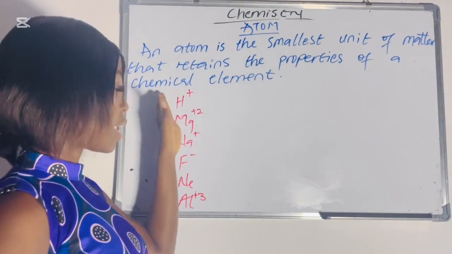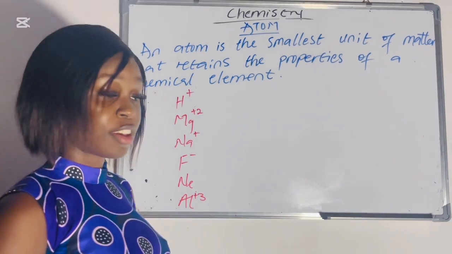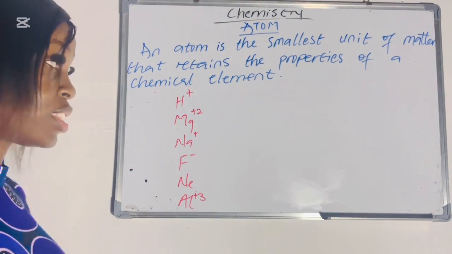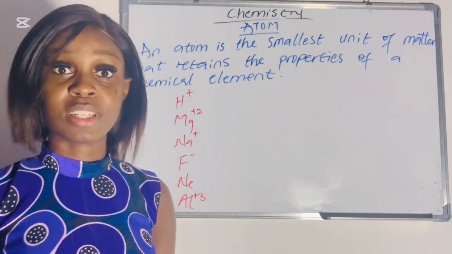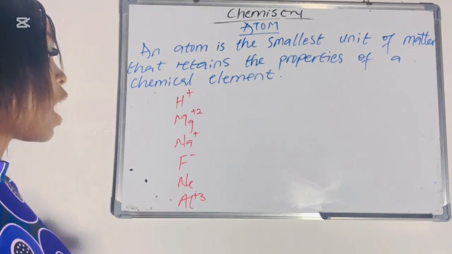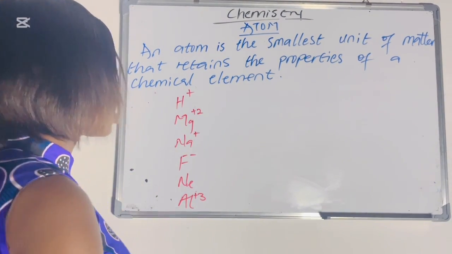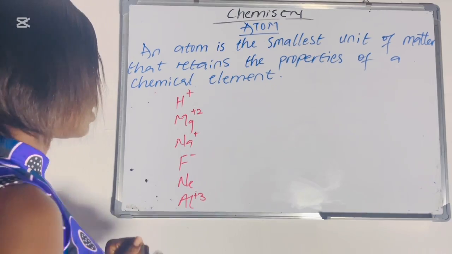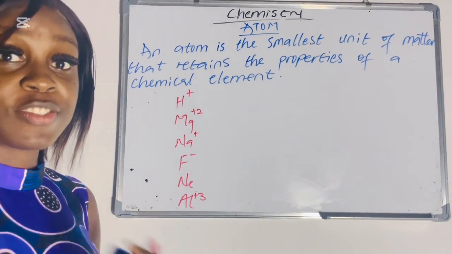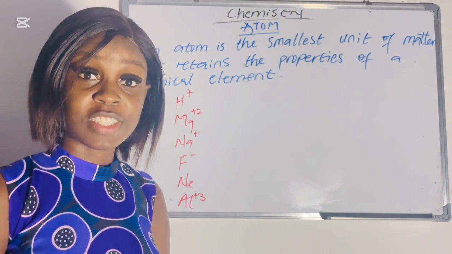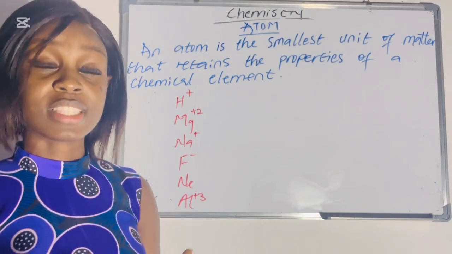Now, I want you to look at all these elements written down here. You group them into cations, anions, and if they are not an ion, then you group them into atoms. I want you to pause this video and do the grouping. So right now, I believe you've done that. Now, let's go straight to the grouping of these elements. Let's know which one of them is an atom and which one of them is an ion. Then if it's an ion, we group them into cations and anions.